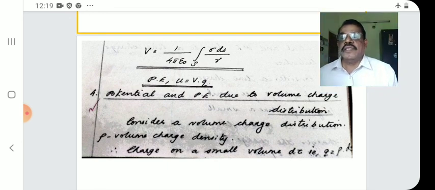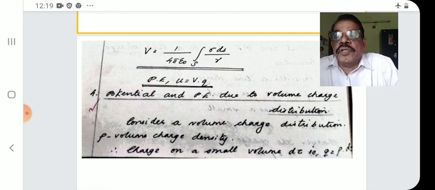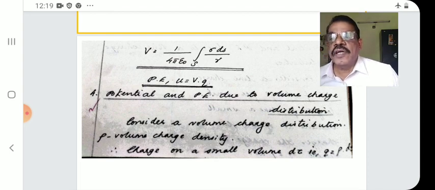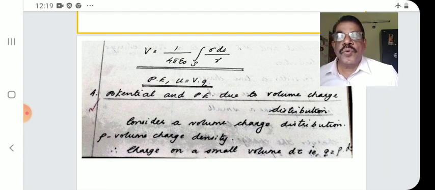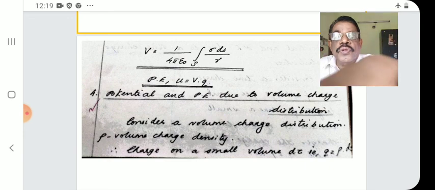Now comes another similar one, the fourth term, potential and potential energy due to a volume charge distribution. So instead of a line charge or surface charge, we consider a volume charge. Consider a volume charge distribution with rho the volume charge density, the charge on a small volume dv, that is Q is rho dv. Rho dv, you read as rho into dv, the small charge.